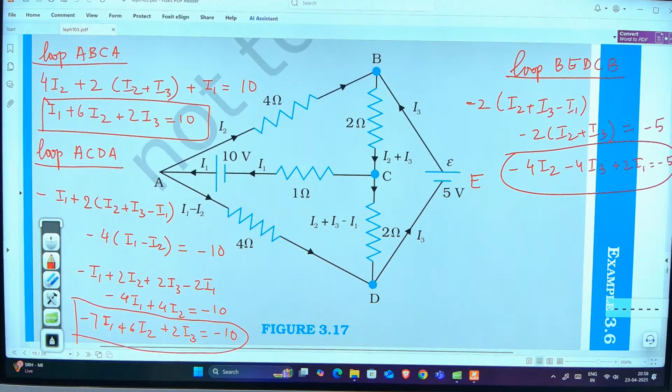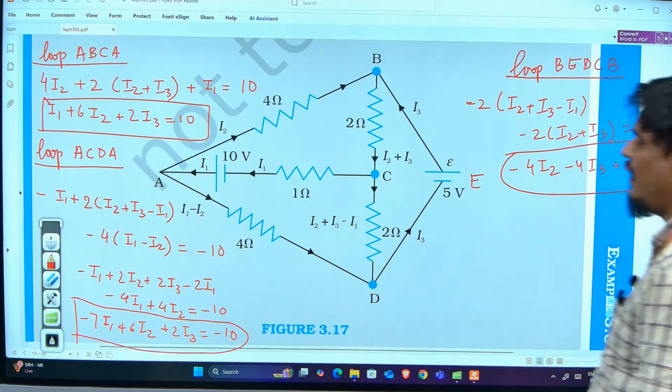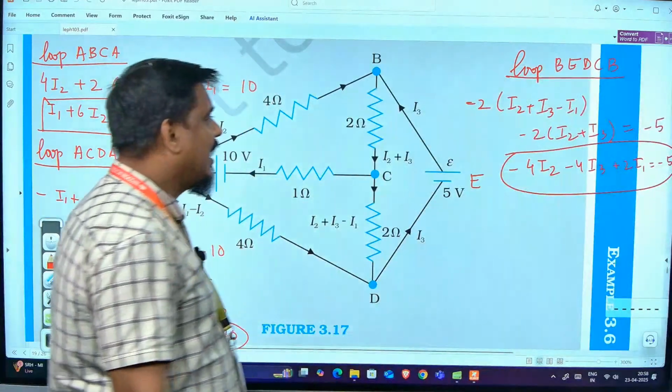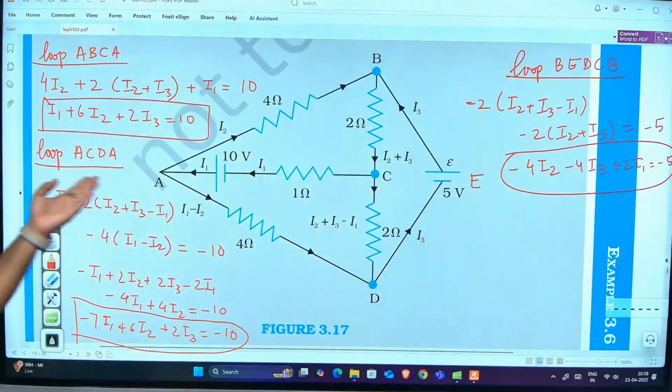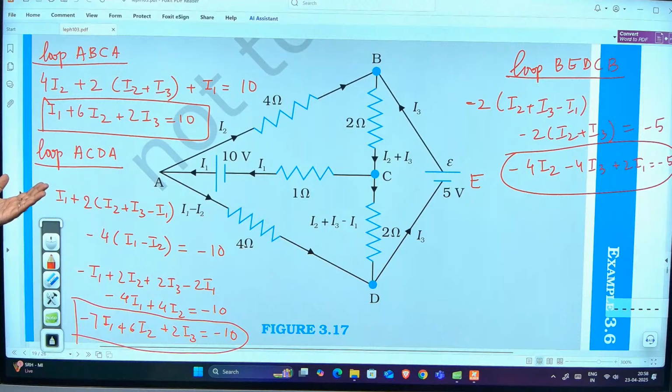Shall I show the answers to you? After that, it became a math question now. Unknowns I1, I2, I3. But who was saying that I1 is not there in that? Mr. Yogit? You forgot I1. But now it's clear, no? So I1, I2, I3 is there in all the three equations. Three equations, three unknowns, patience.